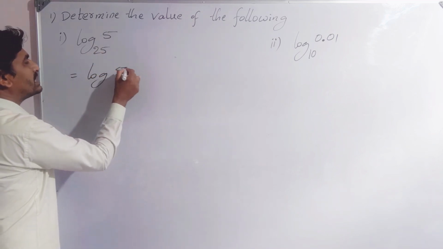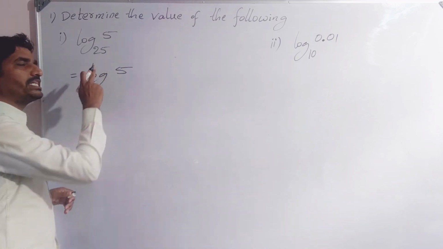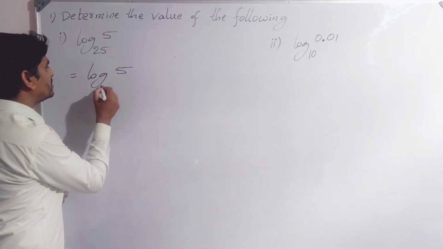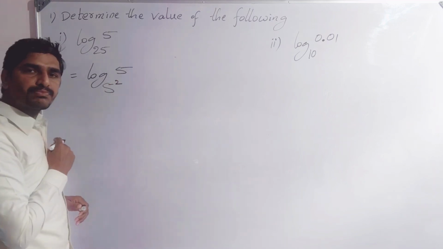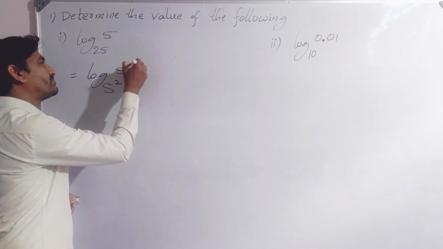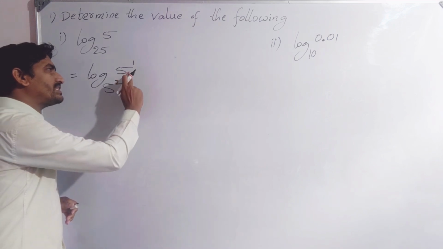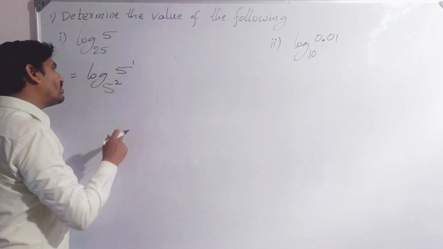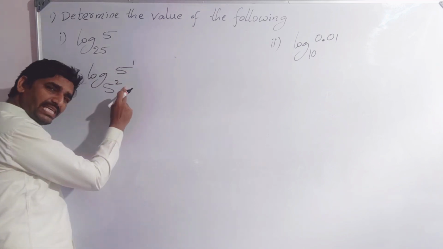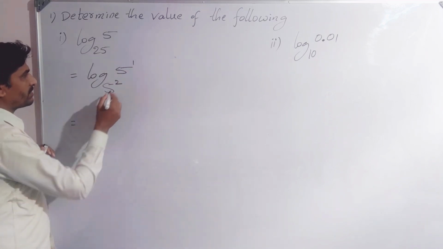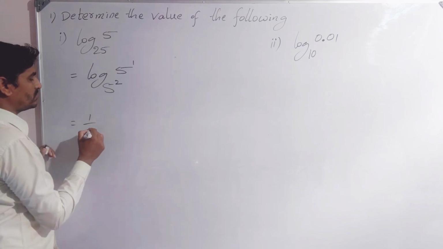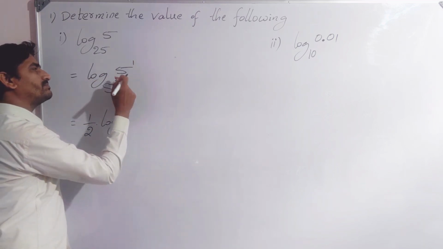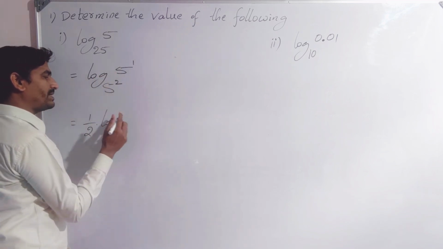Logarithm of 5 is the same as is, but 25 can be written as 5 square. 5 5 is a 25. So 5 square. Here the power is 1, for this power 2. So now this power by this power we can write 1 by 2 times logarithm of 5 to the base 5.